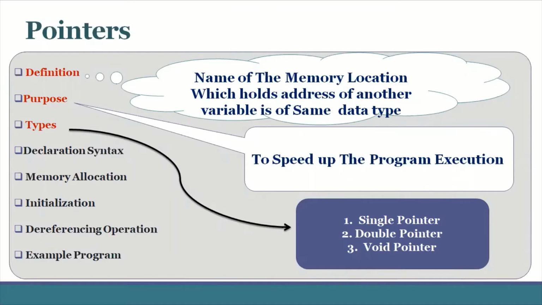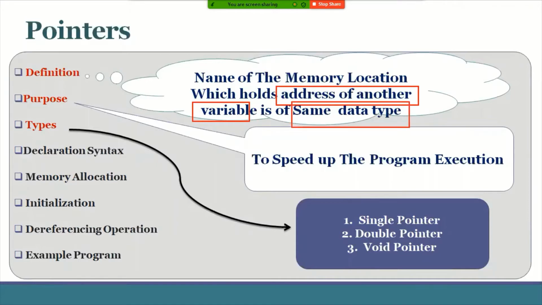First of all, what is meant by a pointer? A pointer is a name of a memory location, just like an ordinary variable, but it is the name of the memory location which holds the address of another variable of the same type. We need to keep this point in mind: a pointer always holds the address of a variable of the same data type.